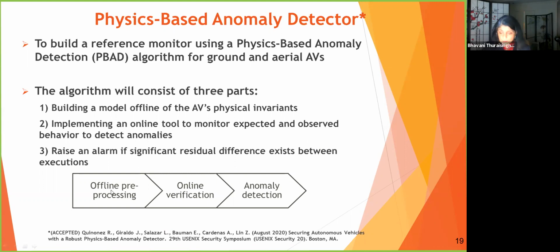So offline pre-processing, online verification, and anomaly detection. It might sound like any other intrusion detection algorithm, but the challenge isn't the data. It's not any data, right? It's the control systems data. Sensor data, right? It's not network traffic. And it's also got a physics-based model. So that is the challenge here.